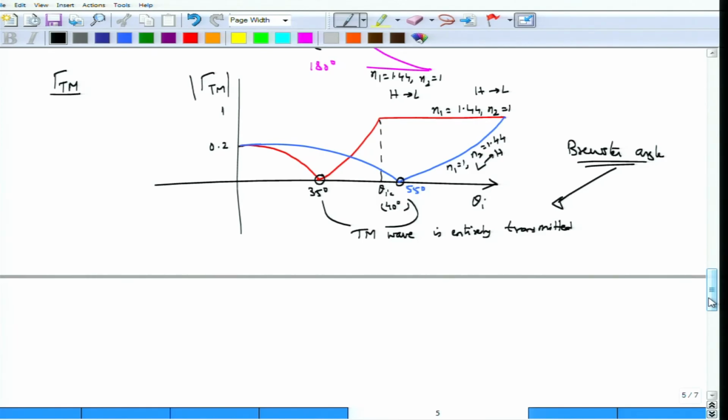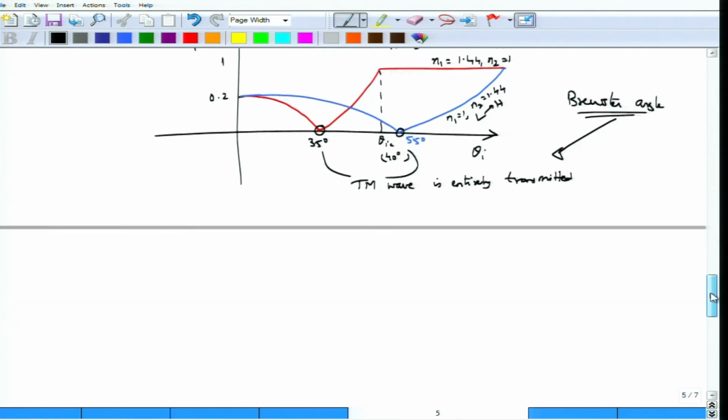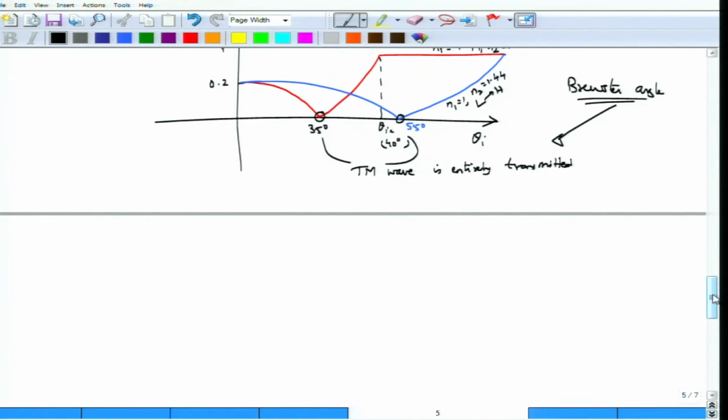If I leave out some steps, I am pretty sure you can fill them in, okay. So this Brewster angle is normally defined only for TM polarization, because there is a pathological case where TE polarization also exhibits a similar behavior.